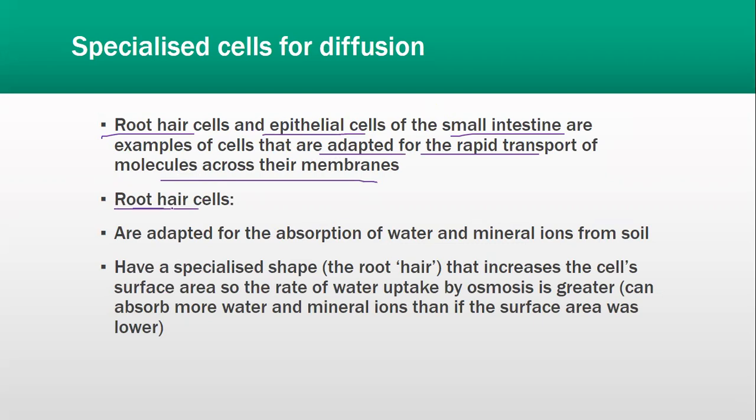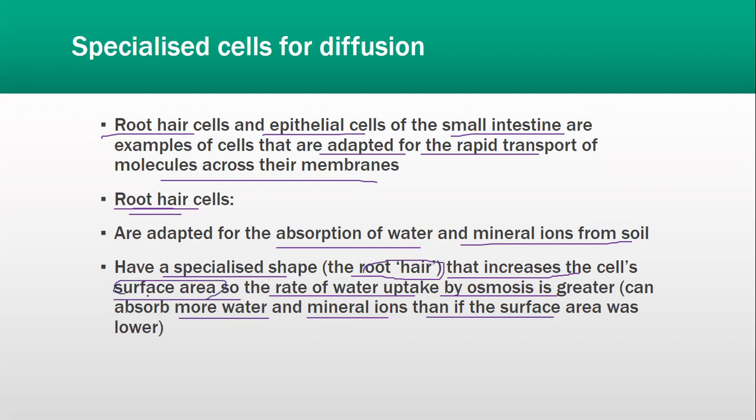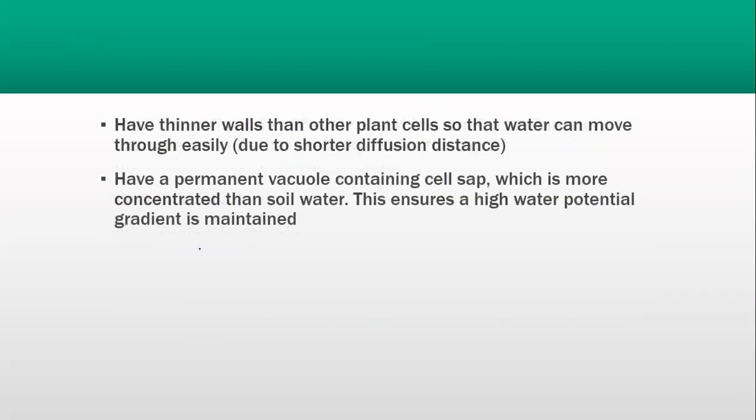For example, root hair cells. They are adapted for the absorption of water and mineral ions from the soil. They have a specialized shape, the root hair, that increases the cell's surface area, so the rate of water uptake by osmosis is greater, and they can absorb more water and mineral ions than if the surface area was lower. The specialized root hair cell increases the surface area, so it penetrates into the soil and absorbs more and more mineral ions through the large surface area.